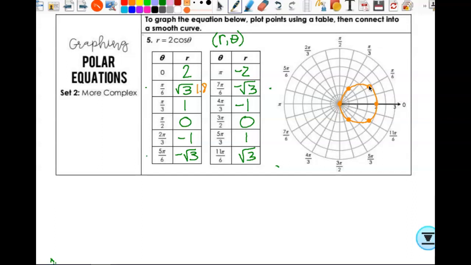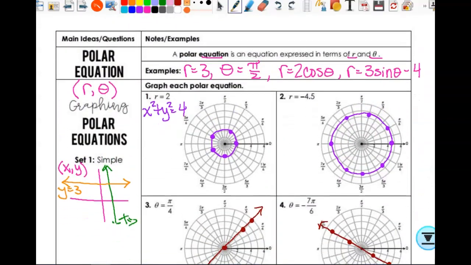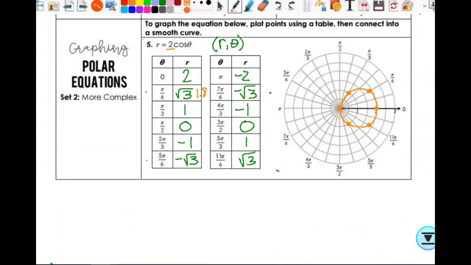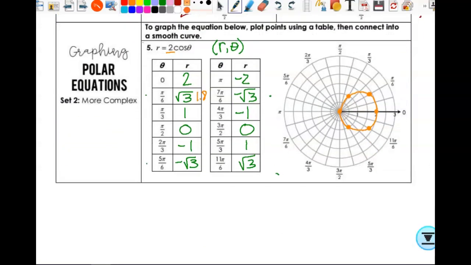Now let's look at what we have compared to our equation. This 2 here, when you look at this circle, that is the diameter of this circle, right? And the circle is attached to the pole. So right now, we are graphing this kind of equation. I'm not adding or subtracting anything. Cosine's not squared. It's not 2 theta. It's just plain old this right here. If you have something that's just a cosine theta or a sine theta, it will be attached to the pole. One side of the circle is on the pole.